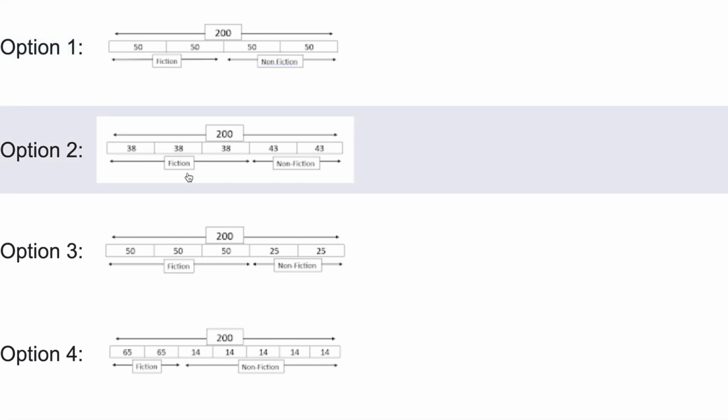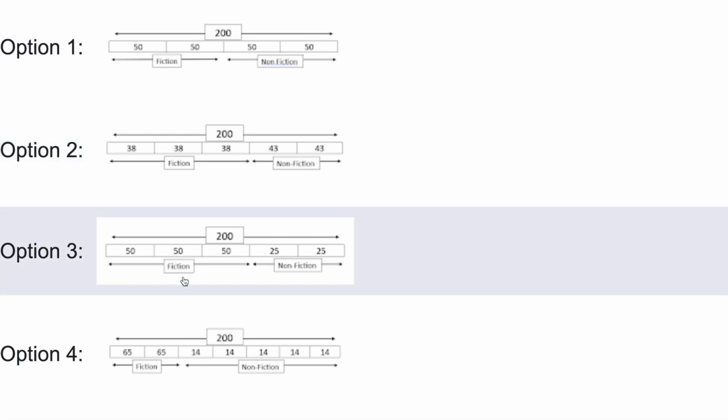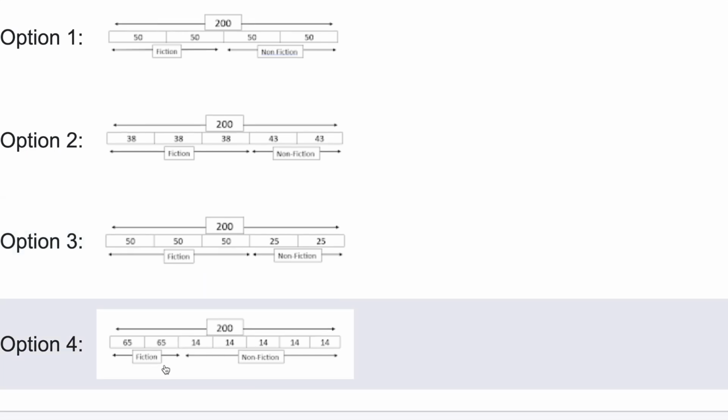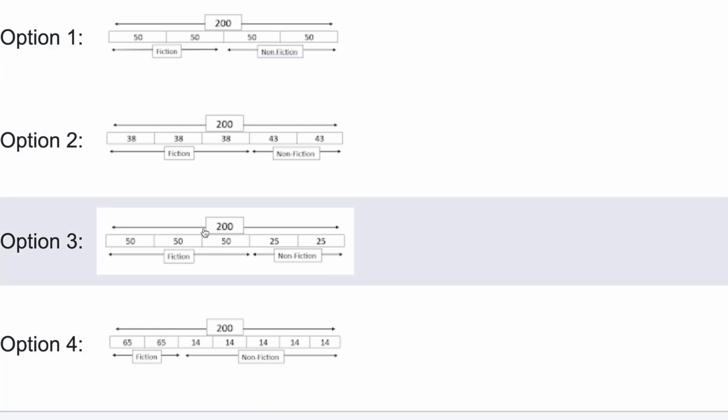The second diagram does have more fiction than nonfiction, so it could be option 2. Option 3 also has more fiction than nonfiction, and option 4 has more nonfiction than fiction, so it's not going to be option 1 or 4, but option 2 or 3. But now we need to further evaluate this. We actually need to do the math.